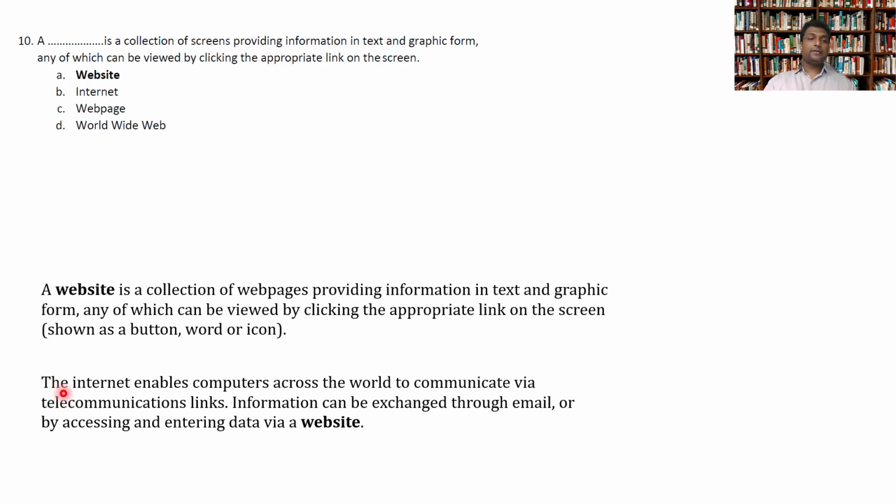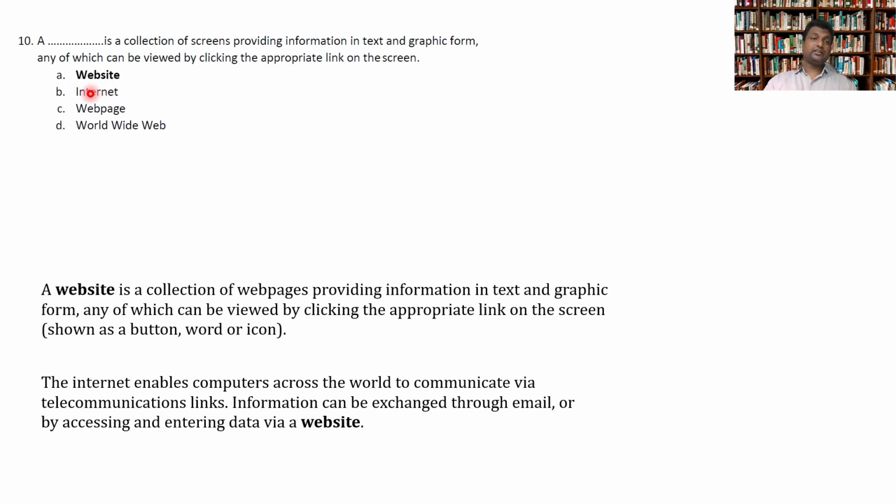And then the internet enables computers across the world to communicate via telecommunication links. Information can be exchanged through email or by accessing and entering data via a website. So web pages, group of web pages belonging to the same category or same topic or same organization, group of that we consider it as a website. And to access a website, you can access it by using internet.